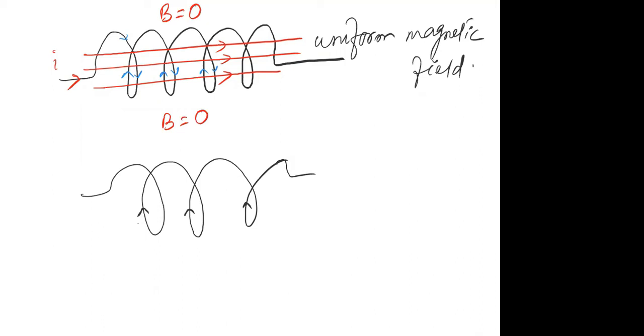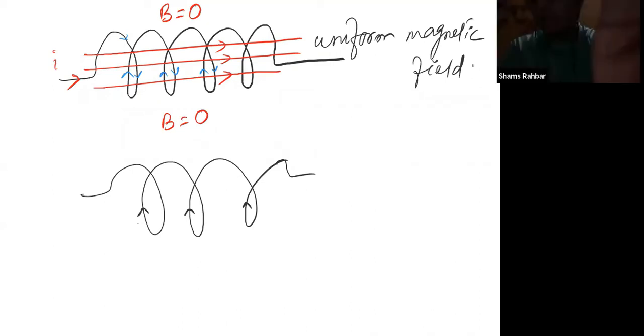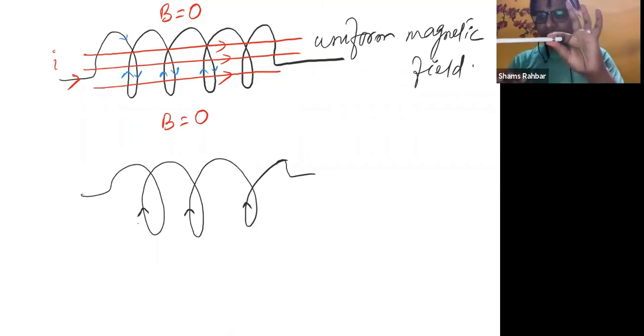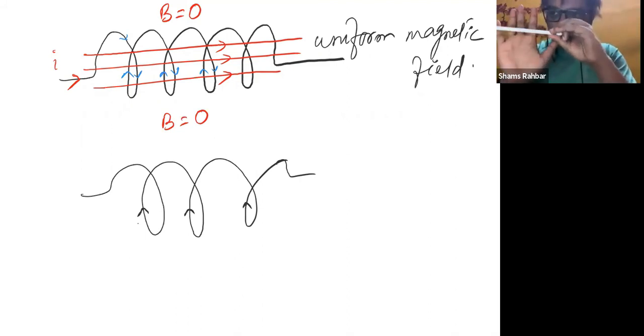Try holding this solenoid in such a way that your fingers are curled in the direction of current. I'll show you by switching on my video. Please try to understand. I'll tell you how you will determine the direction of north pole and south pole for a given solenoid. If you think this is a solenoid, you have to hold the solenoid in such a way that your fingers are curled in the direction of current, right?